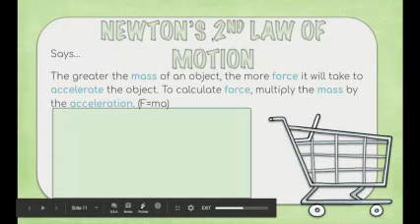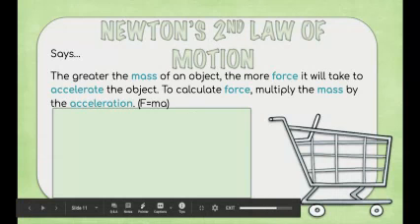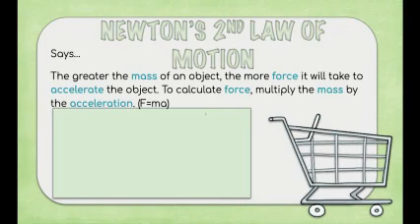So today, Newton's second law of motion, and here it is. It says, the greater the mass of an object, the more force it will take to accelerate the object. So to calculate force, you're going to multiply the mass by the acceleration, which is F equals m times a. The m is mass, the a is acceleration.